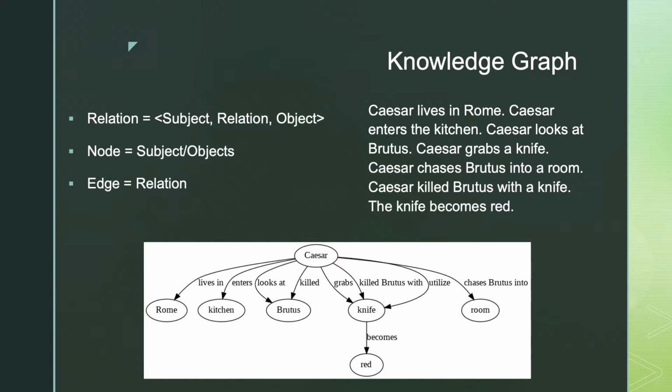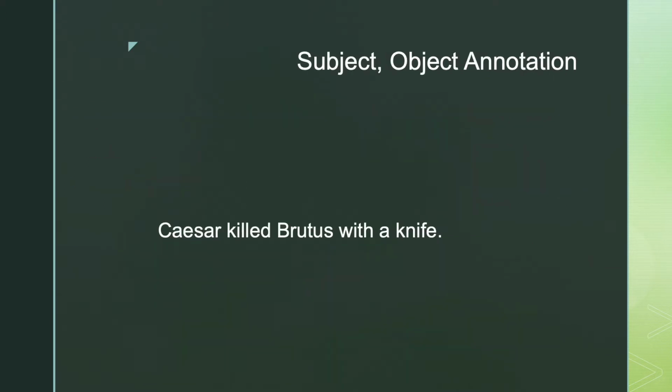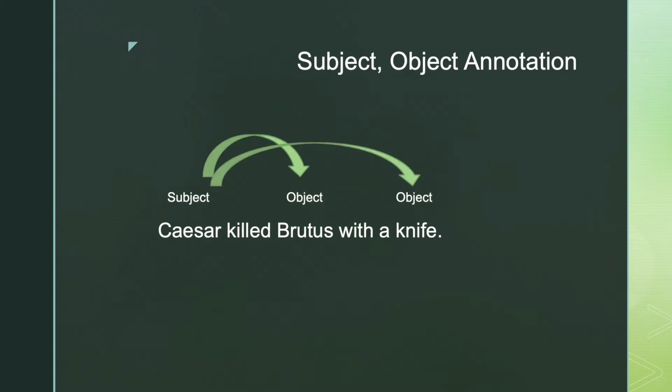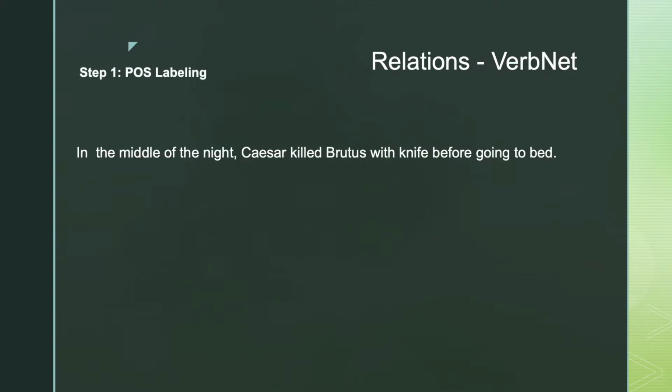So the first main part is getting our subject and object, the annotation process. For this, we just use a standard POS tagger to get the subject and object of the words. And this is standard across all the different frameworks that we use. But the main part is relations, and there are a lot of different frameworks for extracting relations. The first method for relation extraction uses VerbNet.